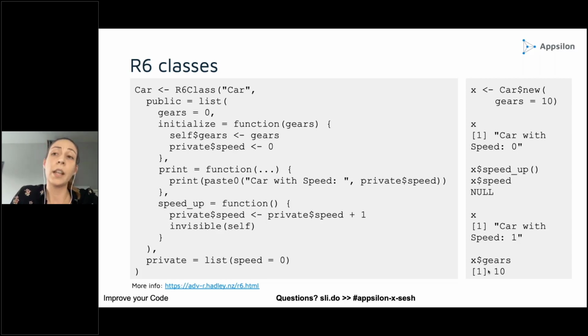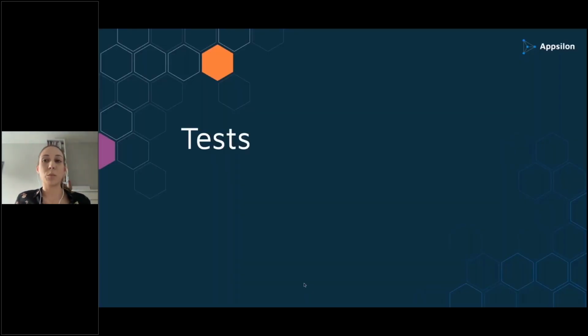On the other hand, if you try to check the number of gears, you will get the correct value, the one that we've set, because gears is a public field, so you can access that value. So that was a very quick introduction, but once more, I highly recommend that R6 chapter in Advanced R. So now we can move to the next concept, tests.